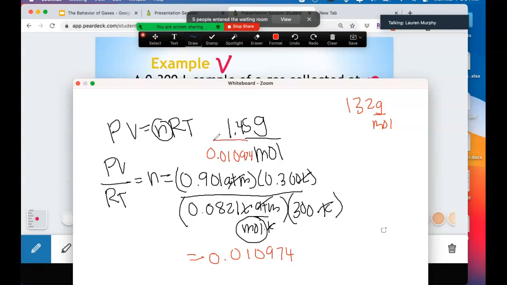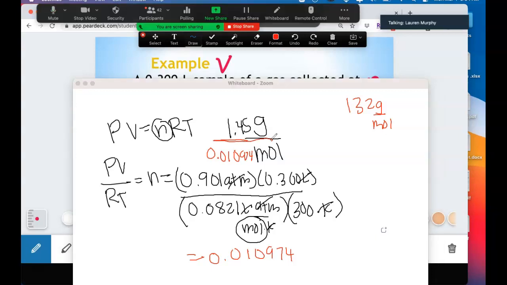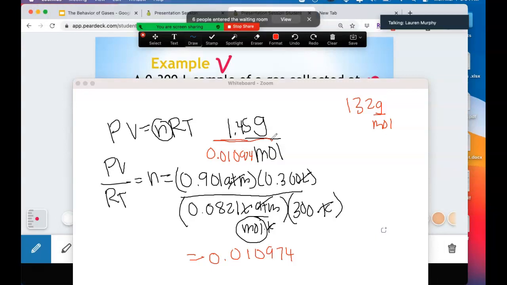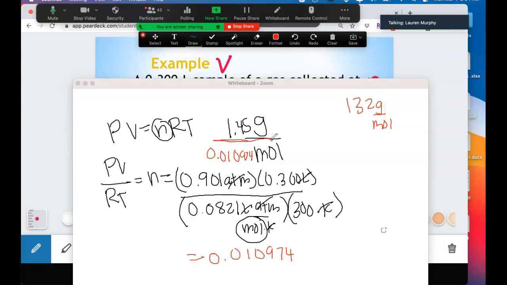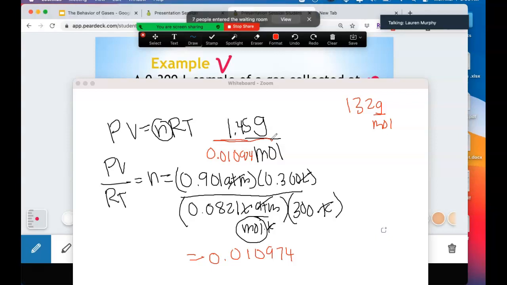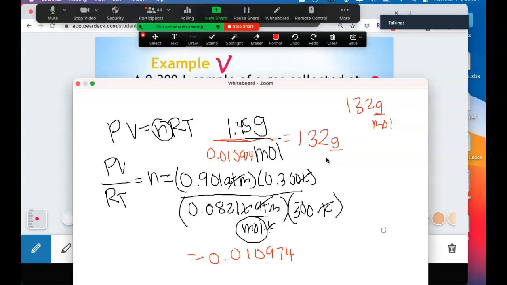0.010974. All right, so you take 1.45 and you divide by that number, 0.0109 whatever, and you get the same exact number, which is 132 grams divided by moles.